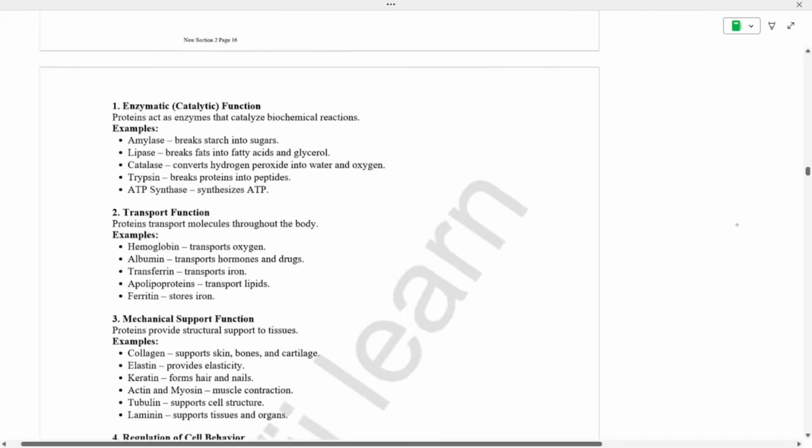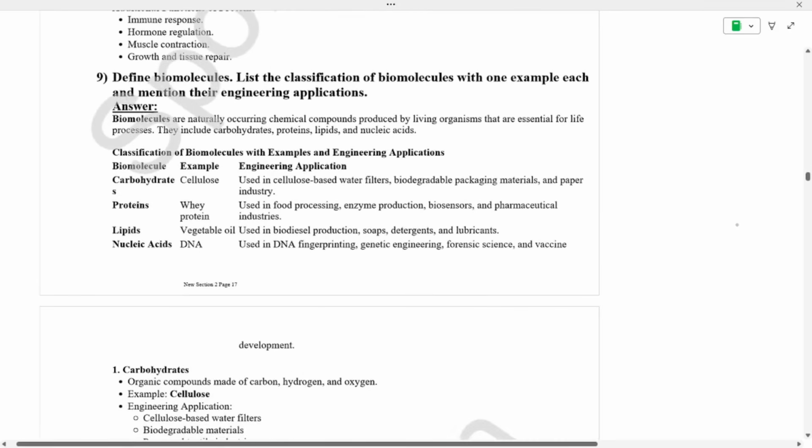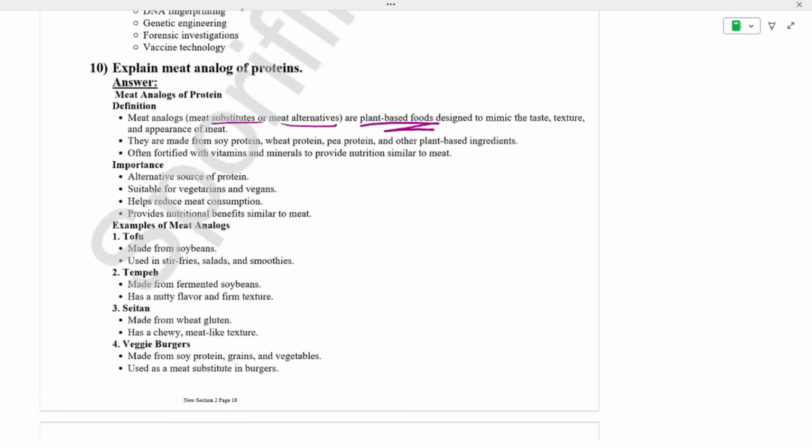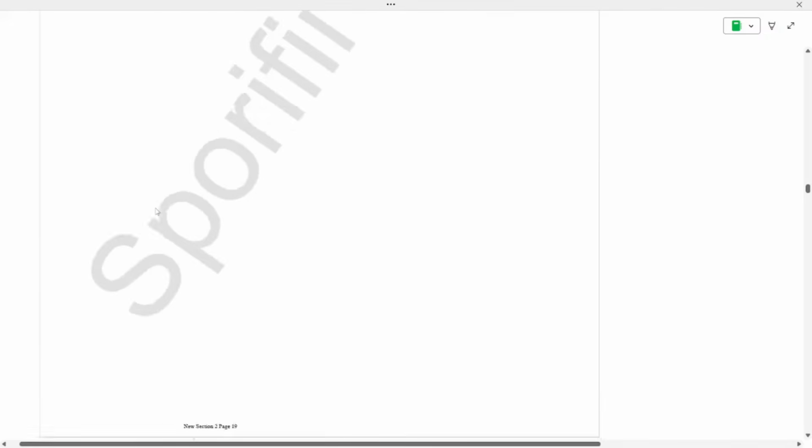Again, the protein is the same, you can see that. Next is biomolecules, all of which we have discussed in the previous module itself. You can go through this. Next is meat analog protein. Meat analogs are substitutes, plant-based foods that can be used by vegetarians. Soy protein, wheat, pea and other plant-based ingredients are also available.